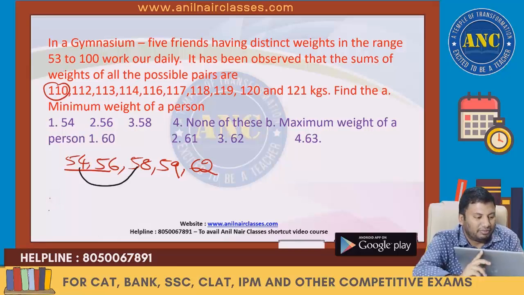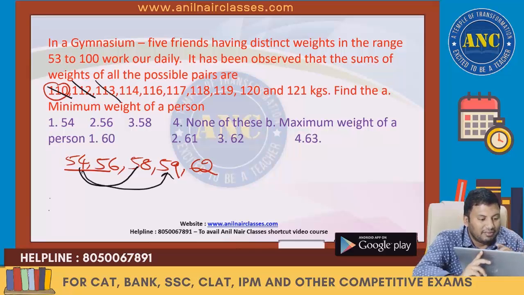112 is 54 plus 58. 113 is 54 plus 59. 114, where is the 114 case? 54 plus 56 plus 58. Where is the 116 case? Which case will give you 116?